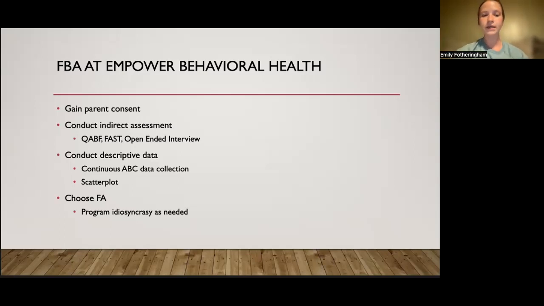continuously. So each instance of problem behavior, the therapist records the antecedent, the behavior, and the consequence. Then they will also write down narrative ABC data for what was happening. Scatter plots are also used often to help an analyst determine when the behavior is occurring, if it's occurring at a specific time throughout the day.